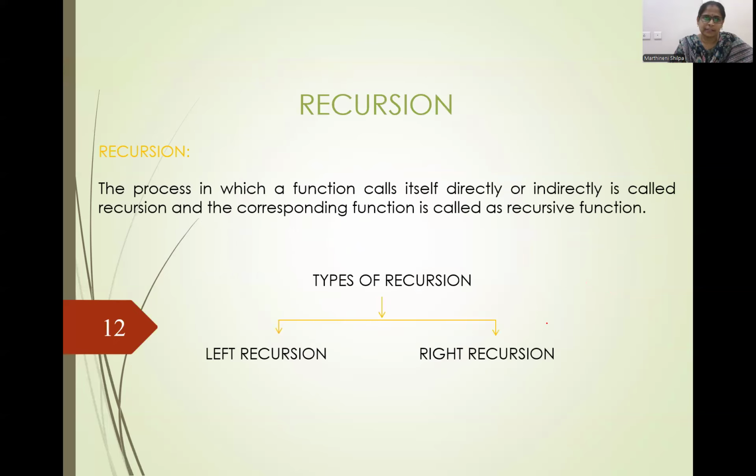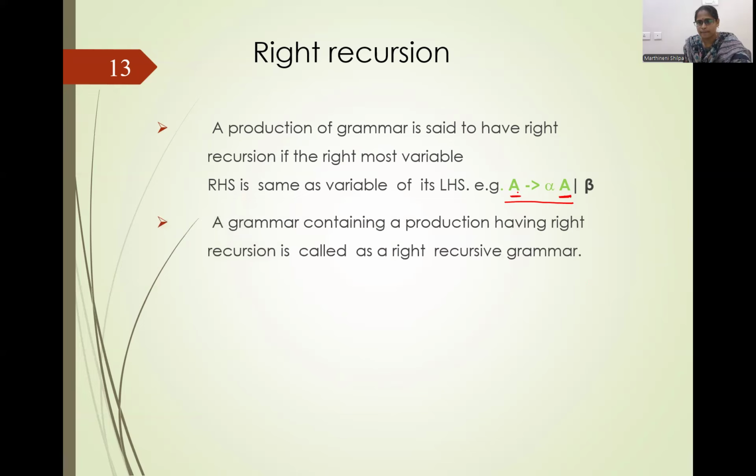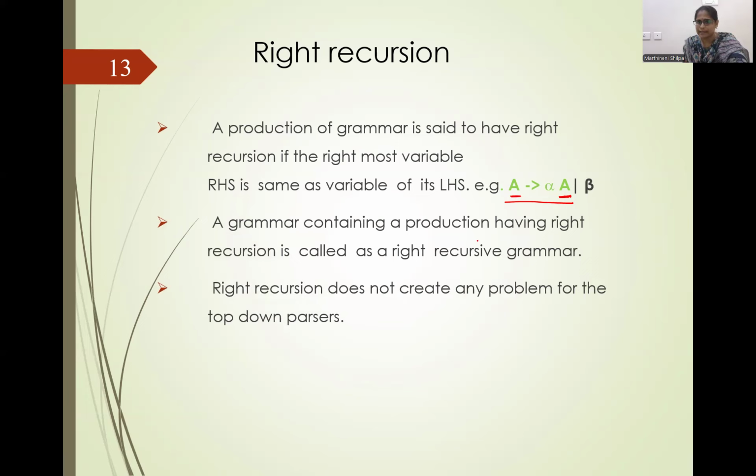Next, left recursion. Recursion means a process in which a function calls itself directly or indirectly, and the corresponding function is called a recursive function. There are two types of recursion, that is left recursion and right recursion. Right recursion means a production of a grammar is said to have right recursion if the rightmost variable on the RHS is the same as the variable on the LHS. Let us take this production rule. In this, A is the rightmost variable, and it equals the left hand side of the production rule. If a grammar contains right recursion, then it is said to be a right recursive grammar.